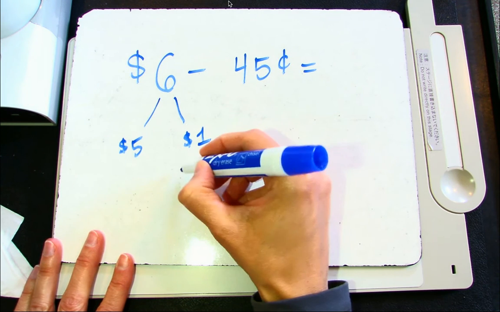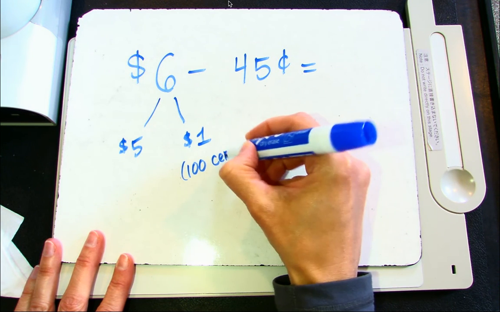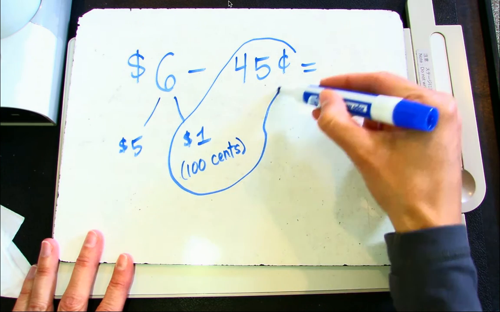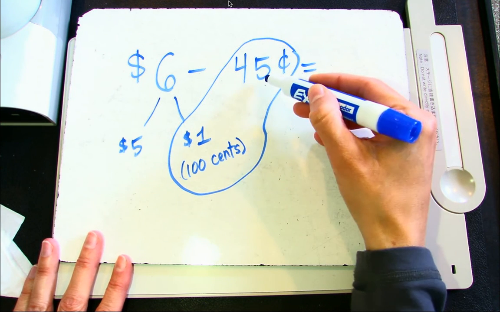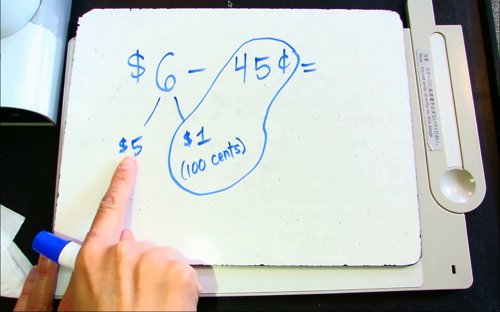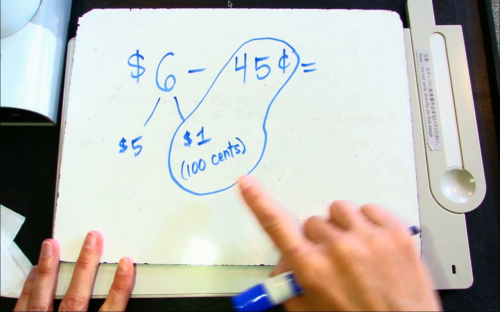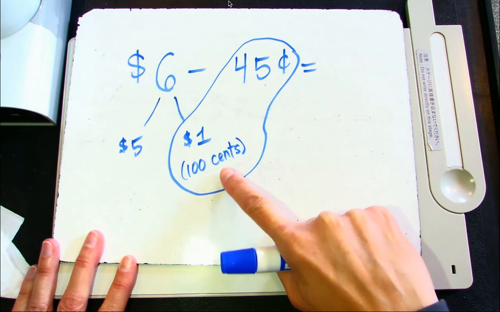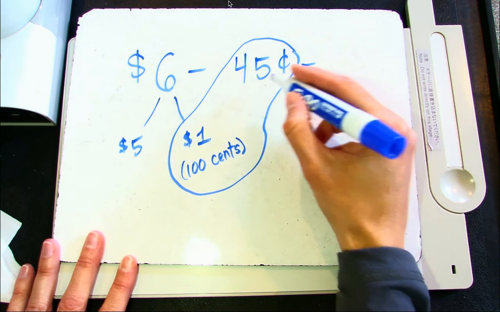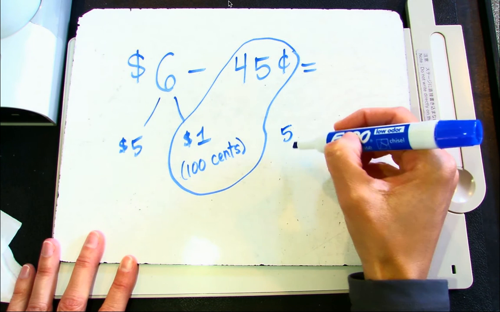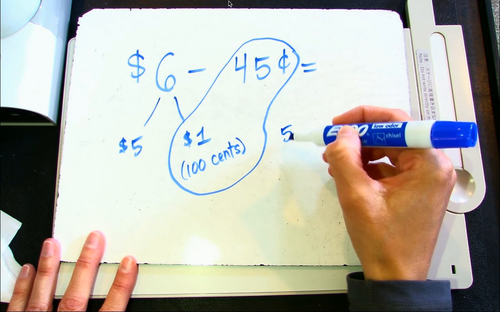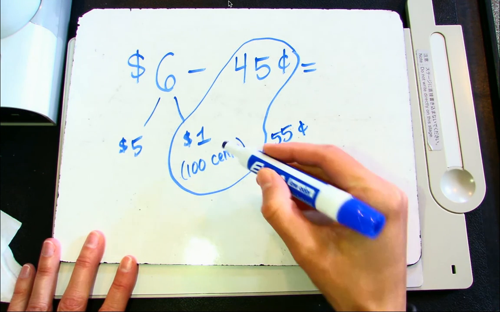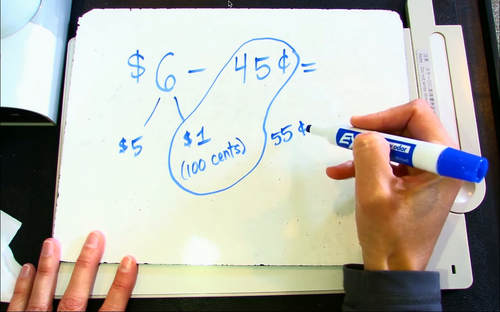And again, we know $1 is the same as 100 cents. And so then this is really what we have to work on, subtracting 100 cents minus 45 cents. We're going to keep our $5 because nothing's going to change about that one. So we can think about 100 minus 45, or we can think about 45 plus what gets us up to 100. Sometimes I like to think about, well, I know 45 plus 5 gets me up to 50 cents. And then I know I'm going to need 50 more cents to get up to 100. So $1 minus 45 cents is 55 cents.